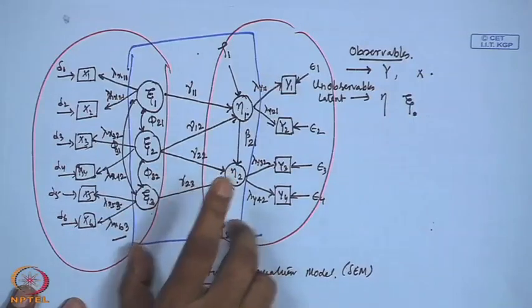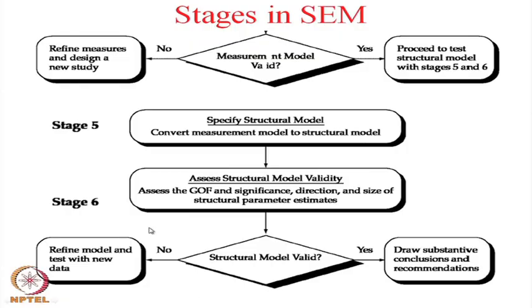Ultimately, I will again repeat this. Then stage 6 is assess structural model validity. Then if structural model is valid, draw substantive conclusion. If it is not valid, refine model and test with new data. Okay. In this case, what is it actually given? It is given in 2 stage model building. One is, first you develop the measurement model.